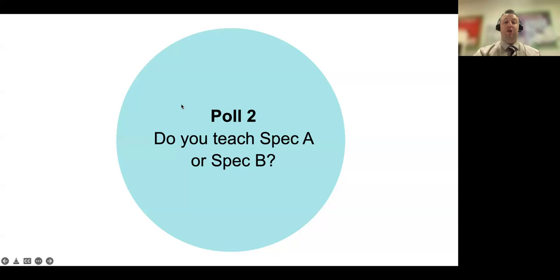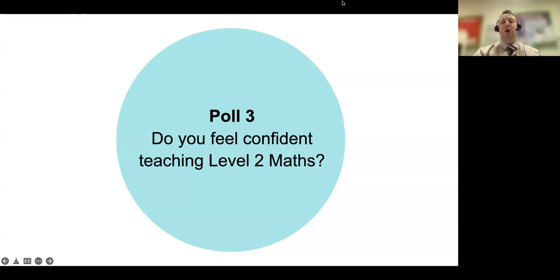just to finish off for the moment. How confident do you feel in teaching level 2 maths? So obviously the requirements for this specification is that it incorporates level 2 mathematical skills. How confident do you feel teaching these? So is it just a yes or a no, or somewhat? Do you feel confident? Yes. No, you don't feel confident, or you feel somewhat confident?